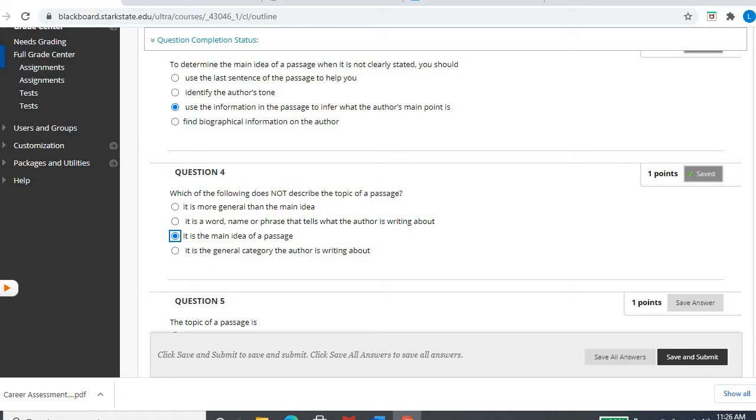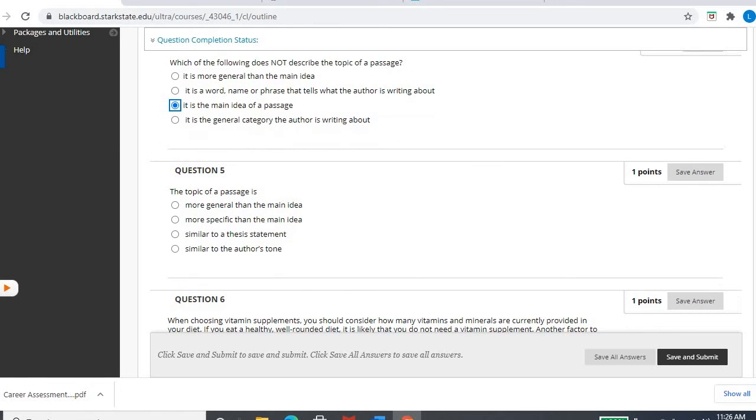Those are separate ideas. Question 5, the topic of a passage is, well, kind of already lets you know what that is, because up here we know that it is more general. So the topic is more general, because then the main idea will get a little bit more specific.